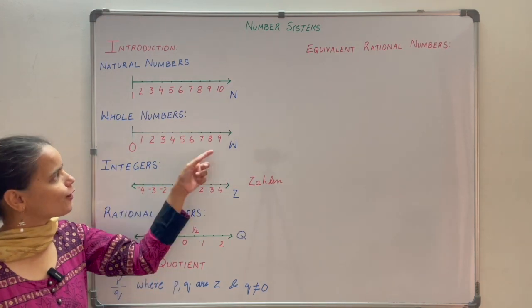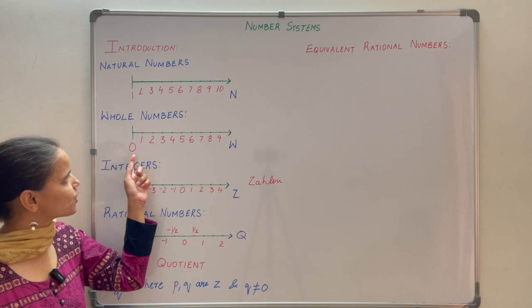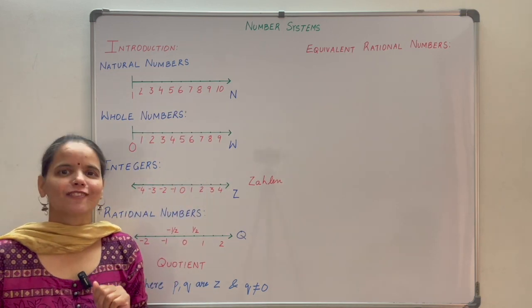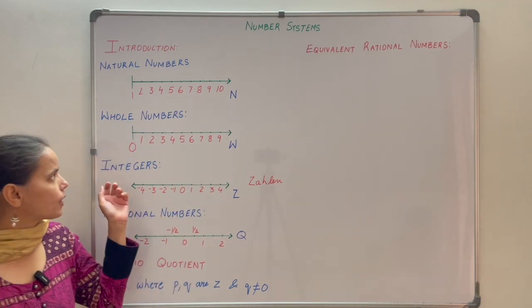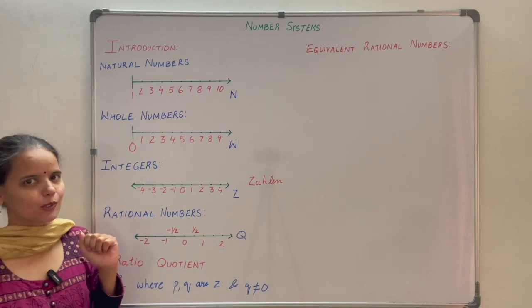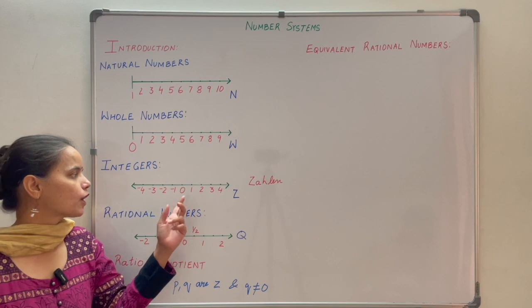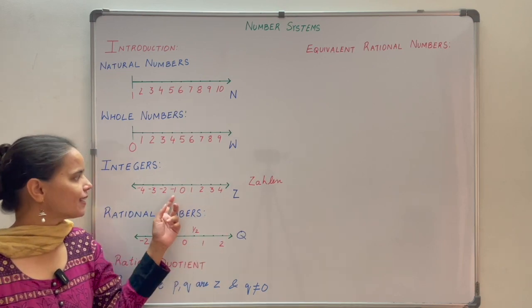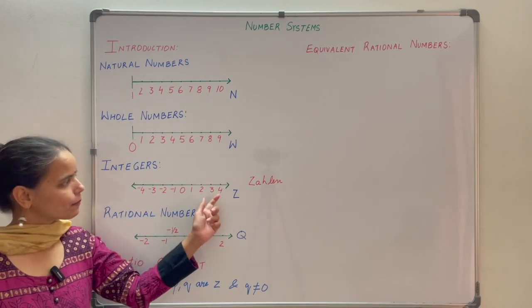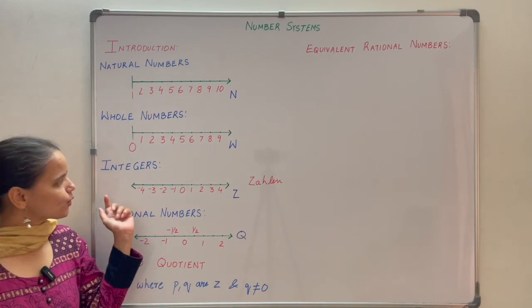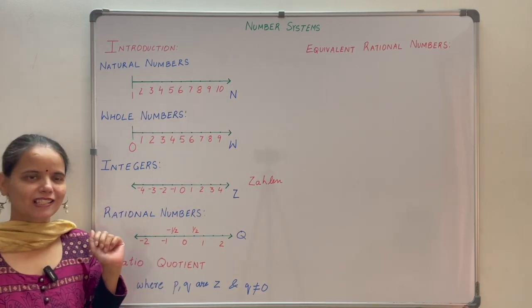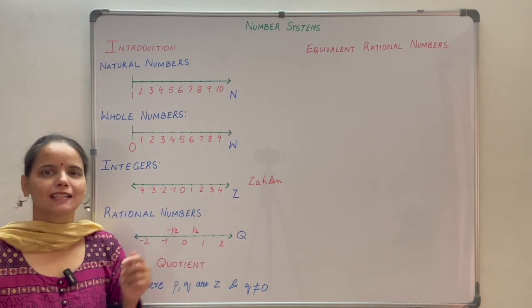This is the number line for whole numbers. It starts from 0 and goes to infinity in one direction. In the collection of whole numbers, when we include negative numbers as well, then it is called integers. So integers consist of 0, positive numbers and negative numbers. This is the number line for integers. It goes to infinity in both directions. It is represented by the symbol Z.